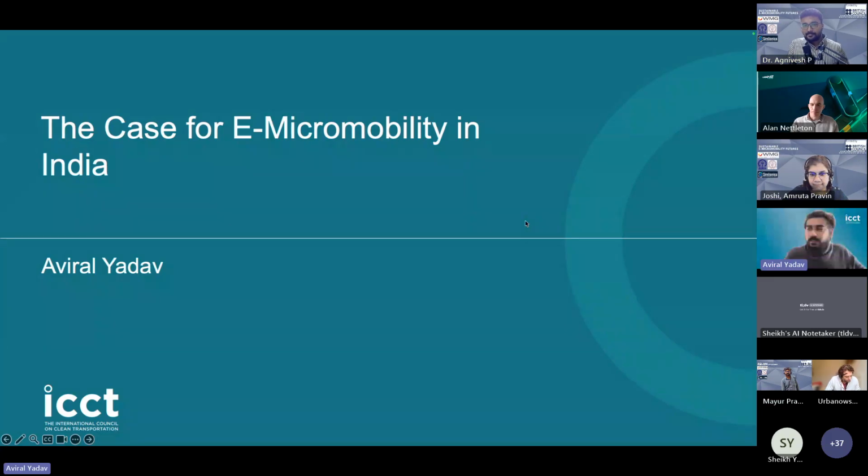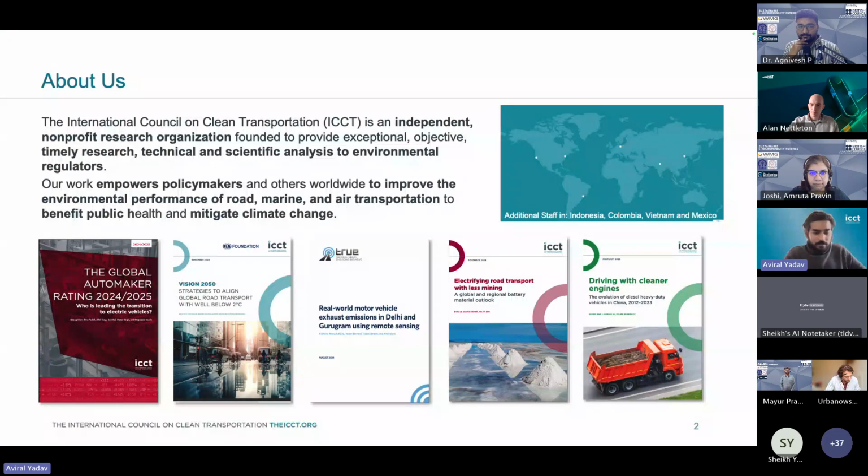Hello and good afternoon to all the participants, as well as my co-speakers and the host. So ICCT, I'll start with a brief introduction. We are a non-profit research organization. We provide inputs to the ministries on how we can tackle the two problems of climate change, reducing the carbon emission, and also in the near term, the air pollution, which is one of the bigger concerns.